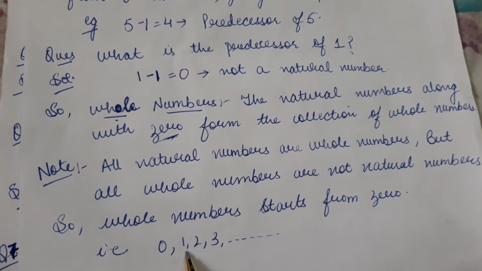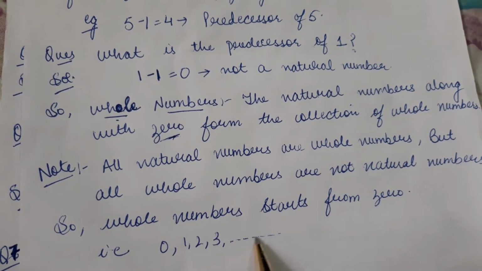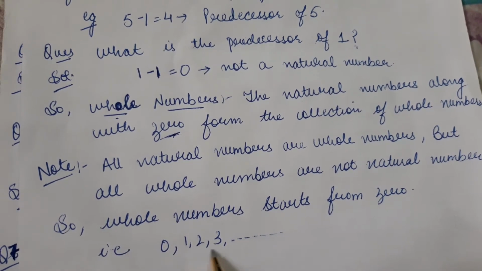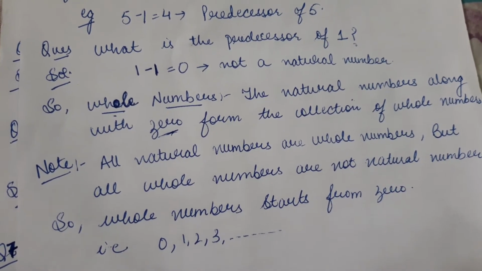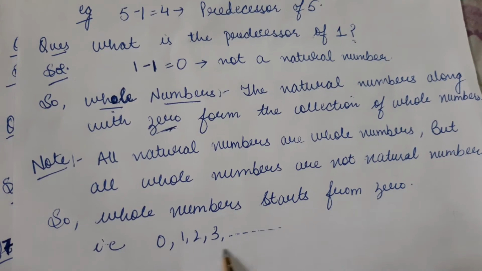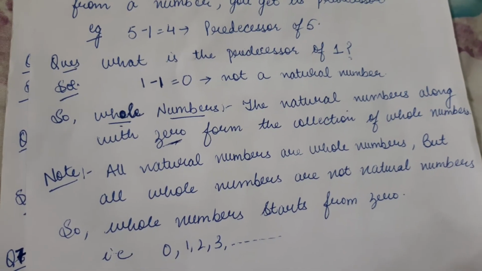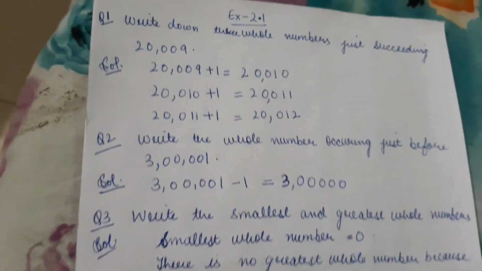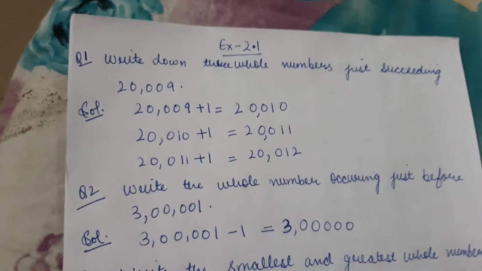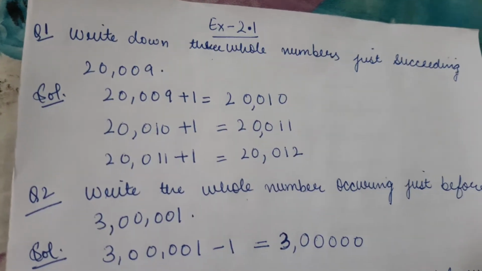But natural numbers start from 1: 1, 2, 3, and so on. It means all the natural numbers are a part of whole numbers, or we can say all the natural numbers are whole numbers. After this, let us start the exercise based on this concept, that is exercise 2.1.